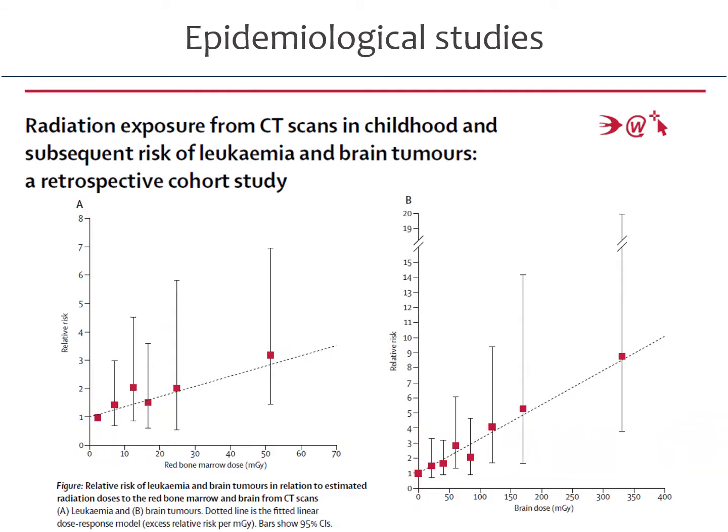The authors were also able to produce dose-response curves, which showed a fairly linear relationship between dose and relative risk, both for leukemia and for brain tumors. In these graphs, a relative risk of 1 means no excess risk. And of course, one should also note that some of the individual confidence intervals in these risk estimates, these error bars, include the value of 1. And we are always talking about doses lower than 100 millisievert.